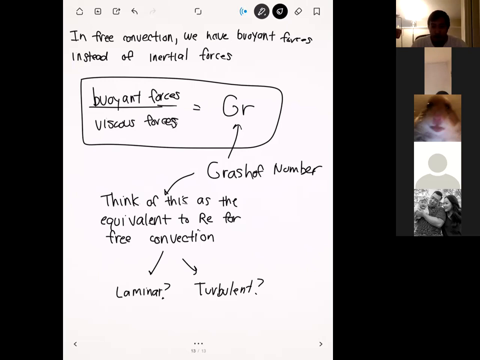So how do we actually compute this Grashof number? We can see here what it represents: the ratio between buoyant forces and viscous forces. But how do we actually compute a number for that?